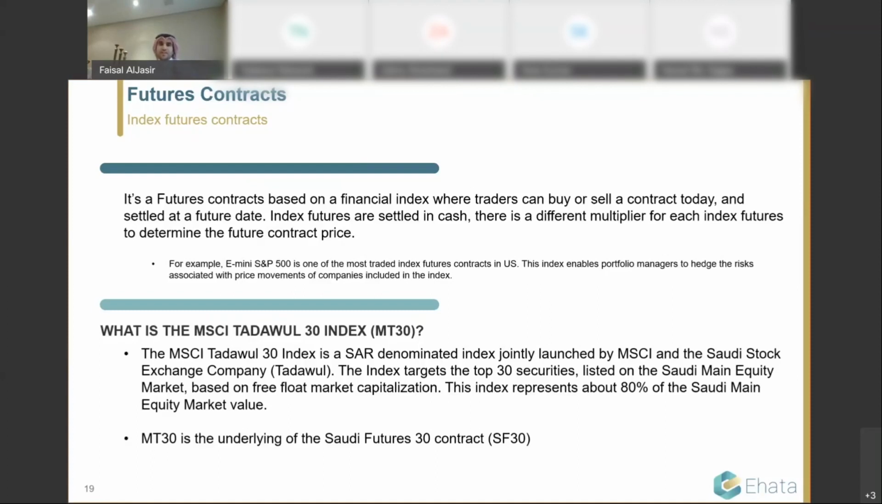So what is the underlying? It's the MT30, that is the MSCI Tadawul 30 index. It's a Saudi Riyal denominated index, jointly launched by MSCI and the Saudi Stock Exchange company Tadawul. It targets the top 30 securities in the Saudi market. An important thing here is that it represents about 80% of the Saudi main equity market value. The code for the future on the index MT30 is SF30.